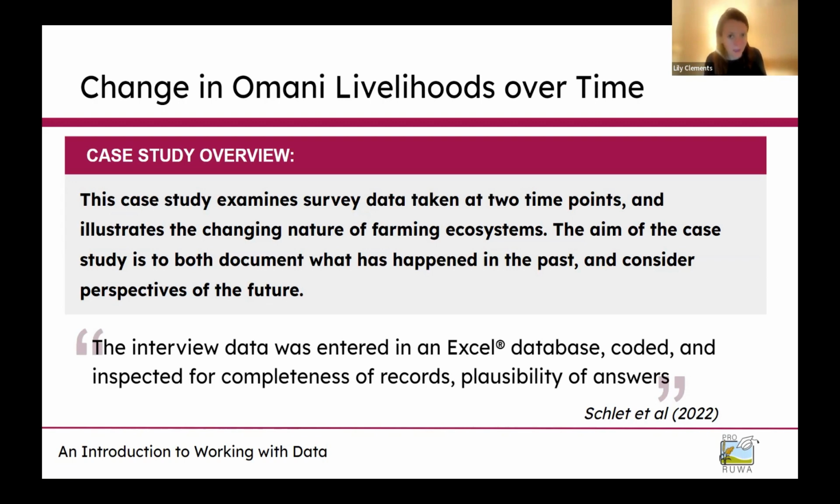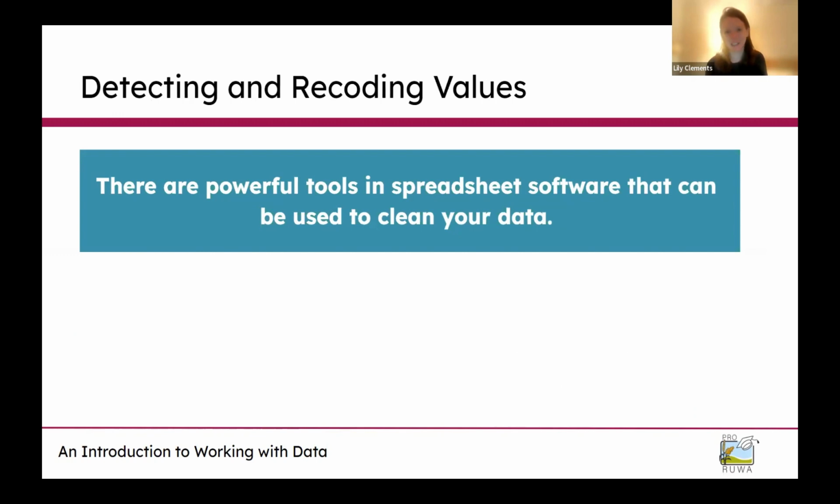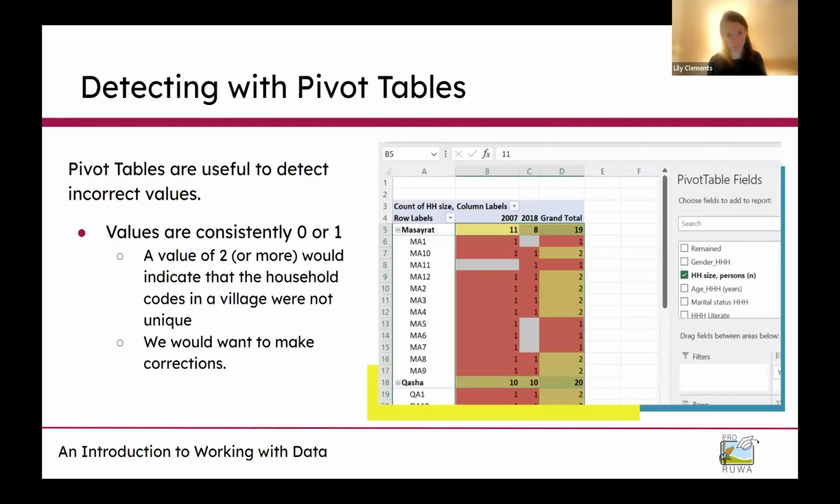And one way that they could have done this is with pivot tables, as we saw in topic 2, and another way is with filters, which we're going to introduce here. And almost certainly with a mixture of both. So detecting and recoding variables, there are powerful tools in spreadsheet software that can be used to clean your data. We've looked before at pivot tables back in topic 2, but again here, detecting with pivot tables can be very useful to detect incorrect values.